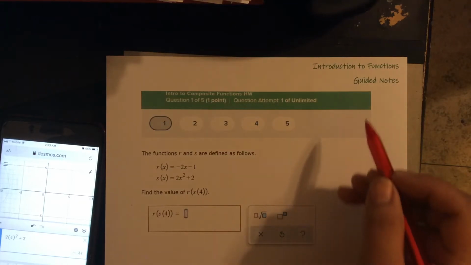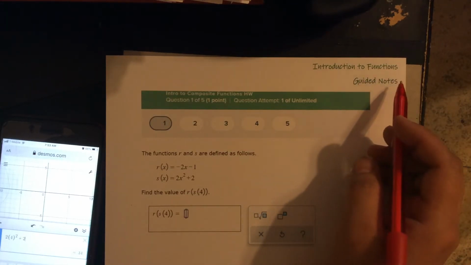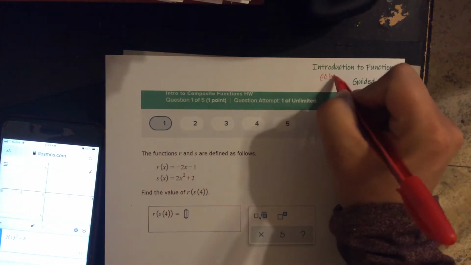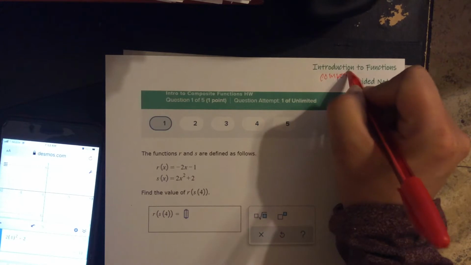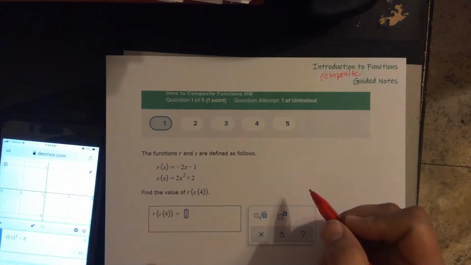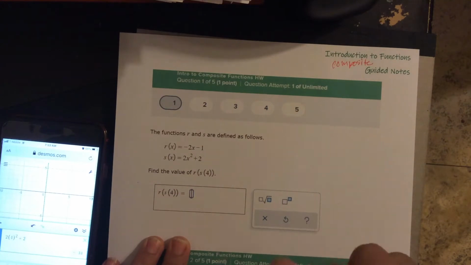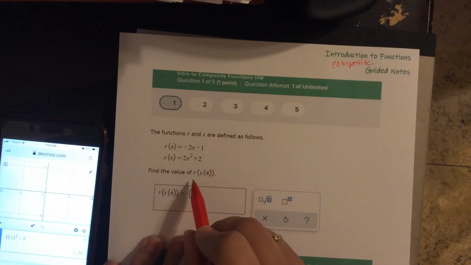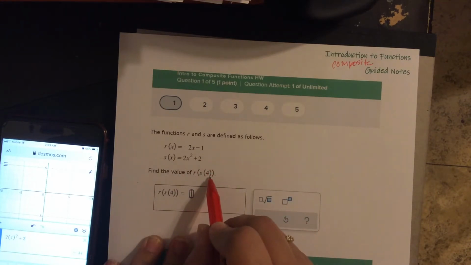Hello students, today we're going to have an introduction to functions, and it's called composite functions. So the first thing that you're going to be doing this week is an ALEKS of 5 problems. And so we're going to be able to find the value of R of S of 4.